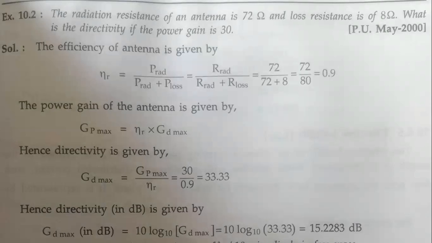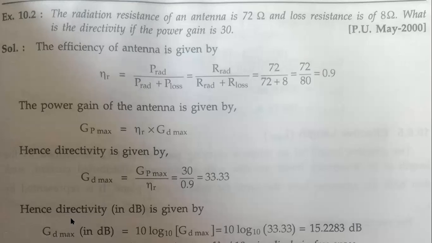Next, the radiation resistance of an antenna is 72 ohm and the loss resistance is 8 ohm. What is the directivity if the power gain is 30? So in this case, what do we need to calculate? We need to calculate the directivity of the antenna. Okay, which parameters are given? See here, the radiation resistance is given. The loss resistance is given, and we need to find out the directivity if the power gain is also given, that is nothing but 30.